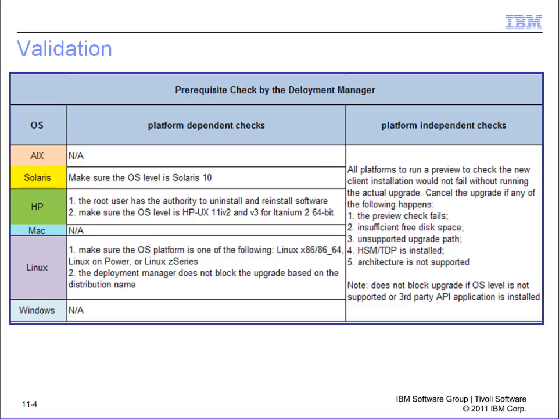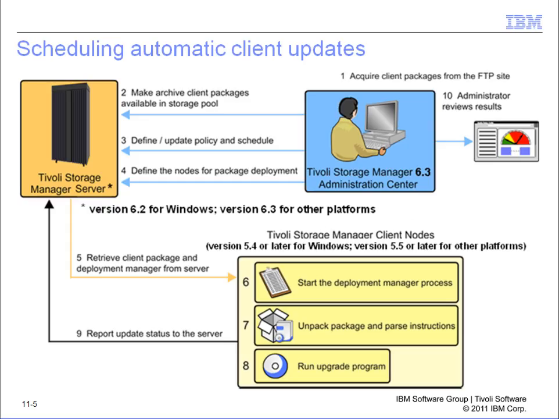This is a chart of some of the additional requirements by operating system. One thing of note, if you're using Linux, the backup archive client needs to be in the default directory. And this is a flowchart of how to use automatic client updates.